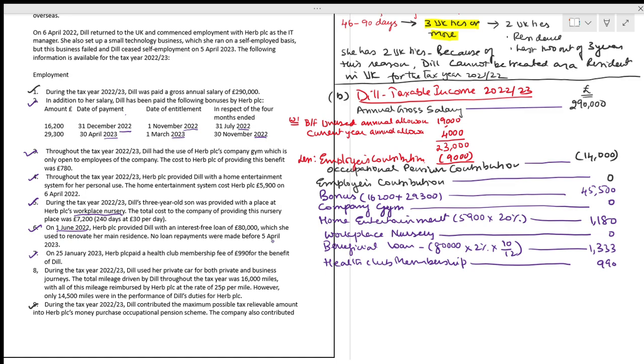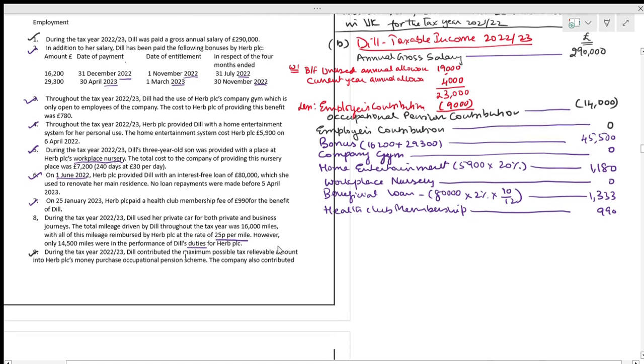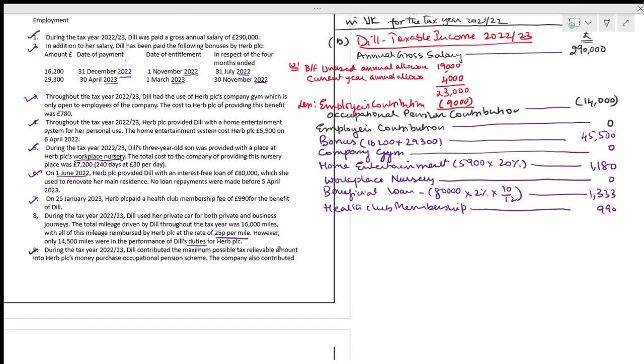Okay. Next, during the tax year, Dill was provided a private car for both private and business journeys. The total mileage driven is how much? 16,000, with a mileage rate of how much? 25. They are paying how much? 25. However, only 14,500 miles were in performance of the business duties. Okay, here only I will write. I will not take other points as such. I will just work this out.